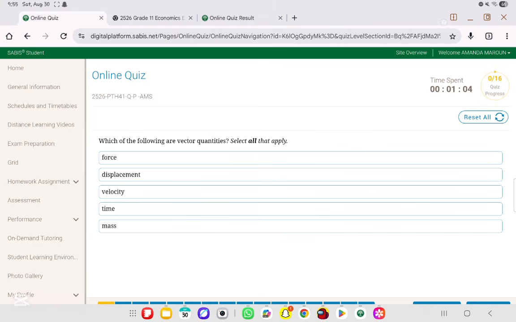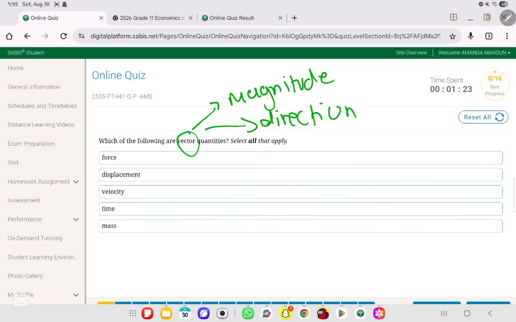Now, which of the following are vector quantities? This is something we've seen so many times, starting from grade 9, then grade 10, and now grade 11 again. Now, vector quantities are quantities that have what? They have both a magnitude and a direction. So it's very important for them to have a magnitude and a direction, whereas the other quantities, which are scalar quantities, only have magnitudes.